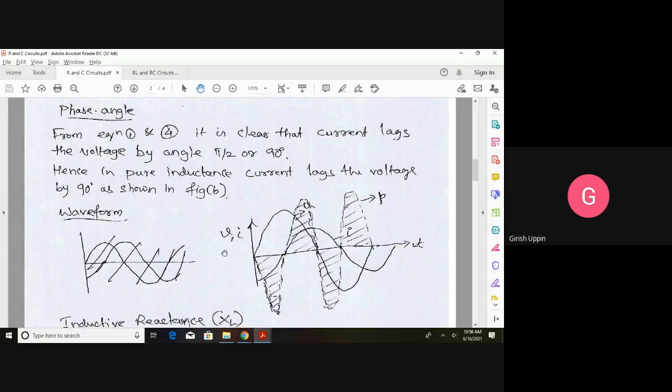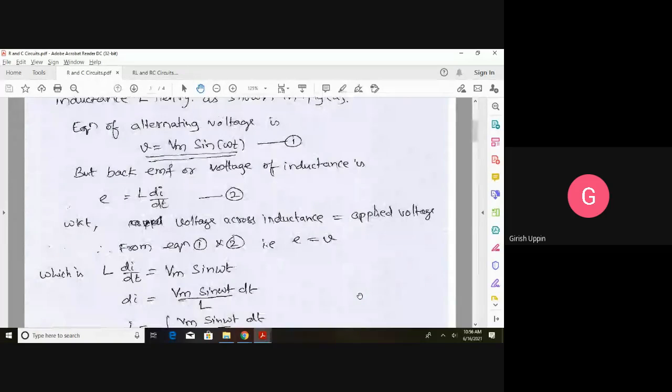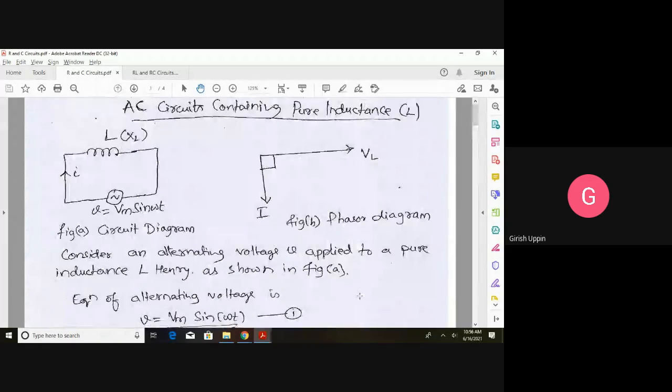And mathematically, we represented V is equal to Vm sin omega t, and I is equal to Im sin omega t minus pi by 2. And this is a waveform representation. Then the phasor representation. This is on the top. If you want, you can have the phasor representation below the waveform. After the waveform, you can say.